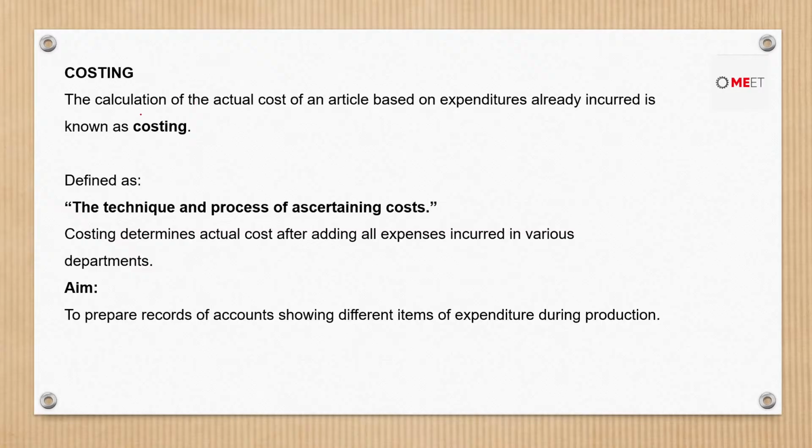Costing: the calculation of the actual cost of an article based on the expenditures which have been incurred is known as costing. The technique and the process of ascertaining cost is known as costing. It determines the actual cost after adding the expenses incurred in the various departments which support the manufacturing and which also bring in the business. The aim is to prepare the records of account showing the different items of expenditure during the production.